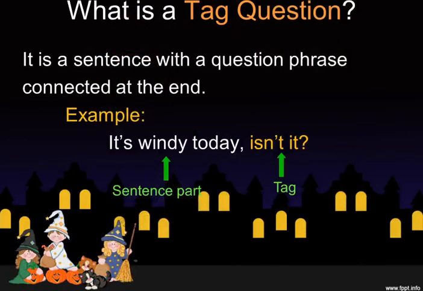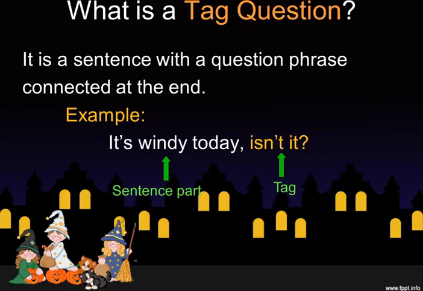Let's look at some examples. What is a tag question? It's a sentence with a question phrase connected at the end. Here in this example you can see there's a statement first, shown in white color: It is windy today. This is the statement. And the tag question is in yellow color: isn't it? It is windy today, isn't it?